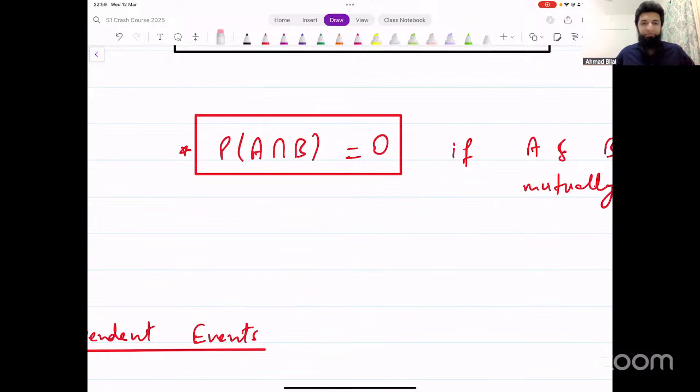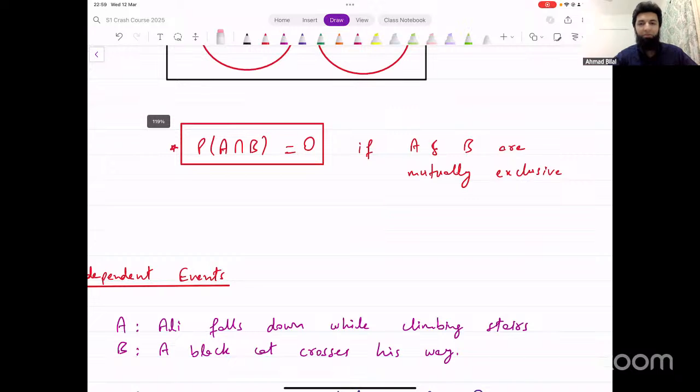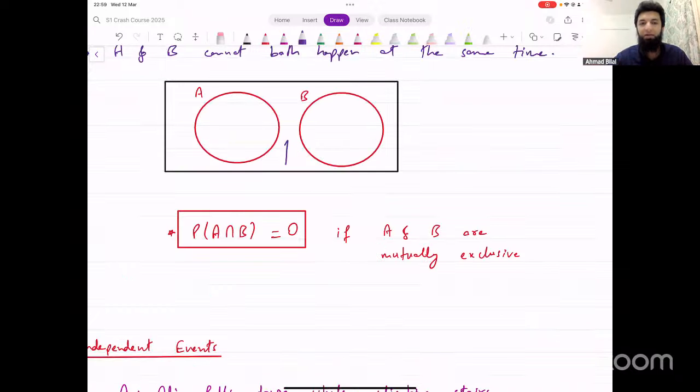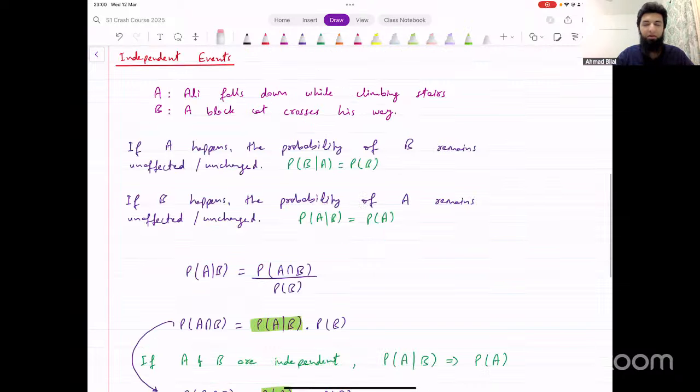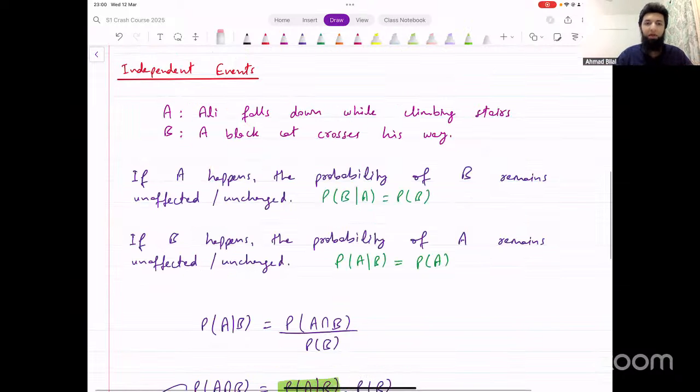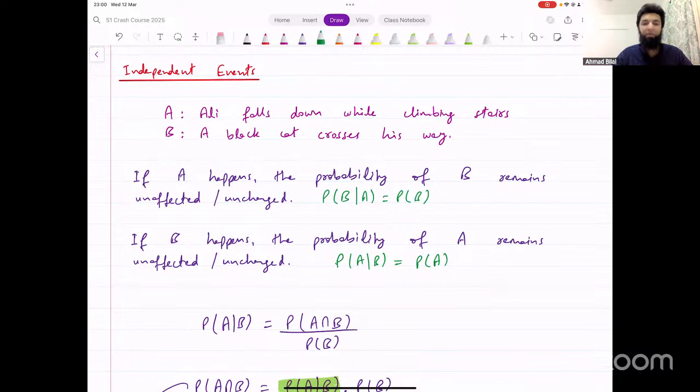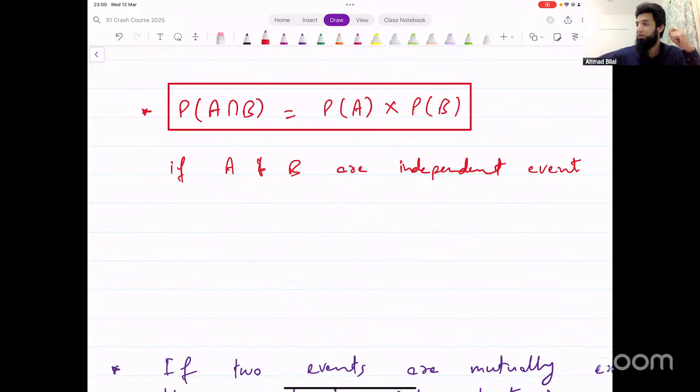Independence means that one event does not affect the other event, right? If A happens, the probability of B remains unchanged, unaffected. If B happens, the probability of A remains unaffected. These are independent events. The condition that we use to determine whether two events are independent or not is that probability of A intersection B should equal probability of A times probability of B if two events are independent. So this is the condition that we check for that.